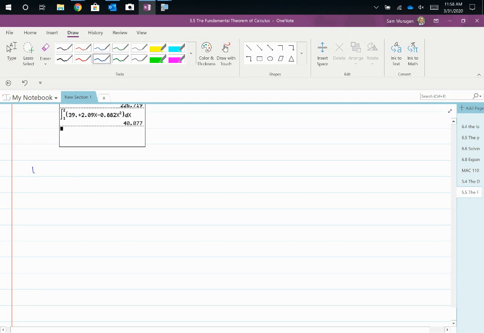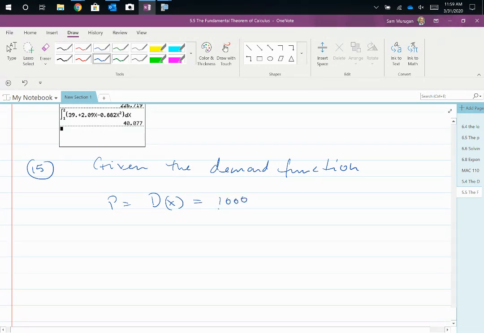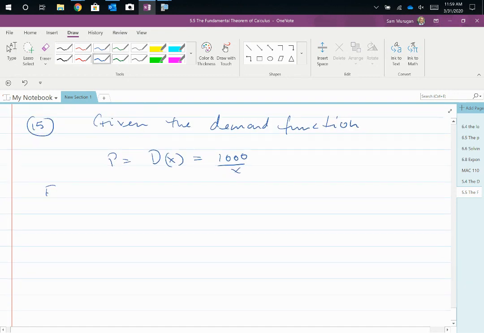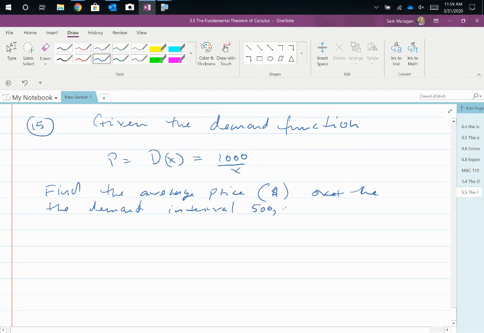All right, one final problem. Given the demand function p equals d of x equals 1000 over x, find the average price in dollars over the demand interval 500 to 800.